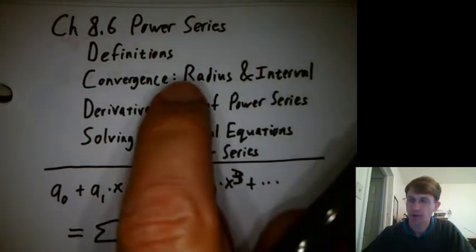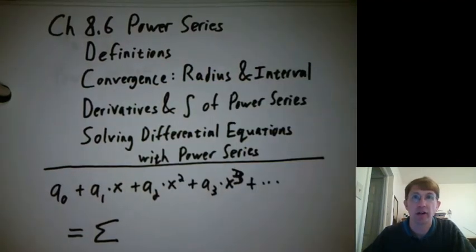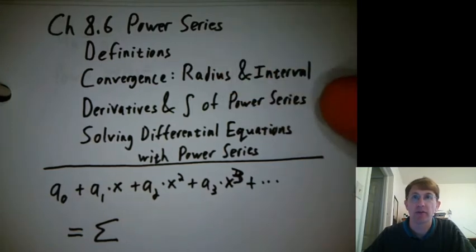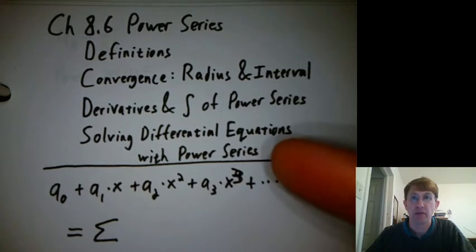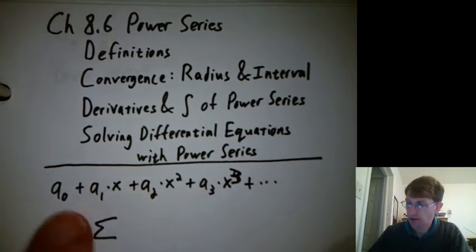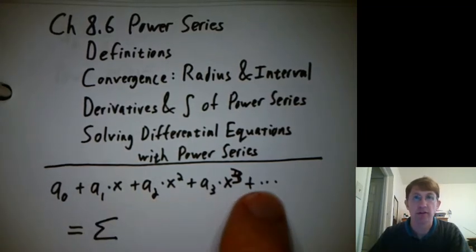Chapter 8.6 is about power series. Here's a quick outline. We'll talk about the definition of power series. We'll talk about where power series converge, what values of x make them converge, both the radius of convergence and the interval of convergence. We'll talk about taking derivatives and integrals of power series, and we'll talk about solving differential equations with power series. Here's a quick example of a power series, or kind of our generic power series.